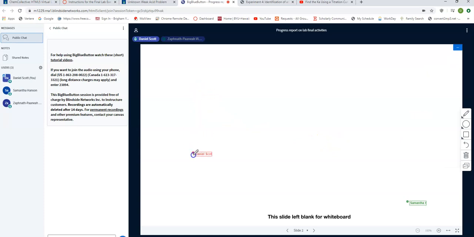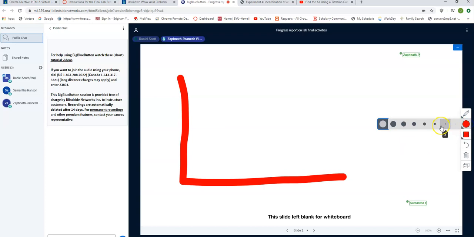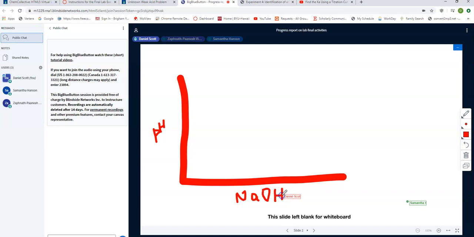So let me draw our own little titration curve. Whoops, gotta get red here. Whoa, that's thick. Let's get a thinner line. Okay. Here we're monitoring the pH. And what are we adding? We're adding the sodium hydroxide, right? Does that make sense, guys? It does. And the pH changes accordingly, right? We get ourselves a pH curve.